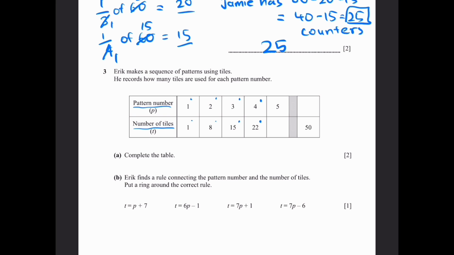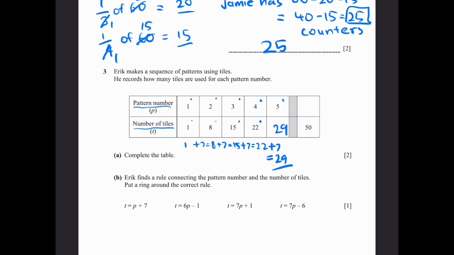As you can see, 1 plus 7 is 8. You add 7 to that is 15. Add 7 to that, 22. So every time we have to add 7. Every time we increase 1 for the pattern number, which is P, we have to add 7. So if we add 1 to the pattern number, we have 22 plus 7 equals 29.